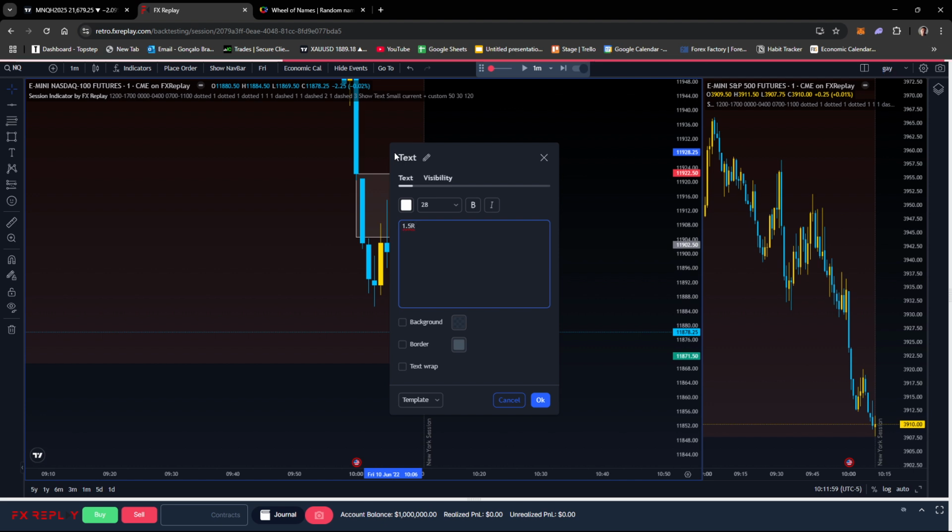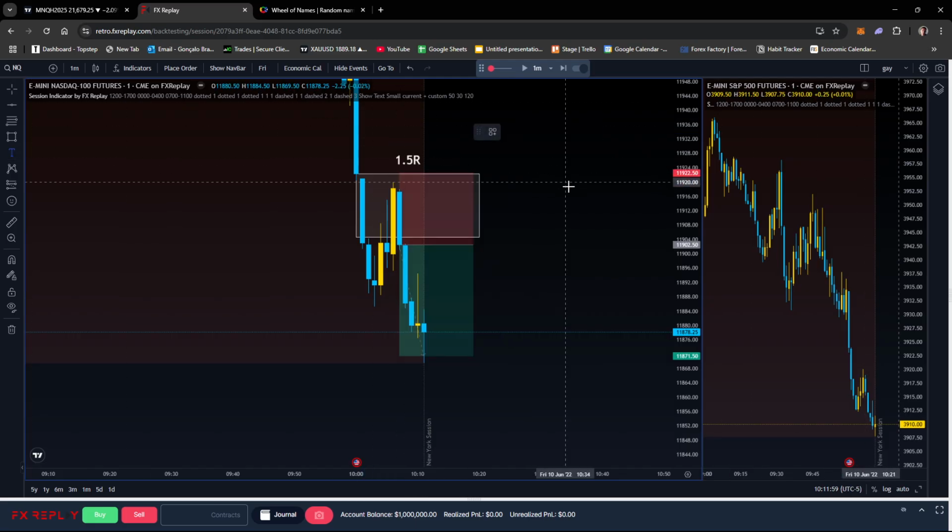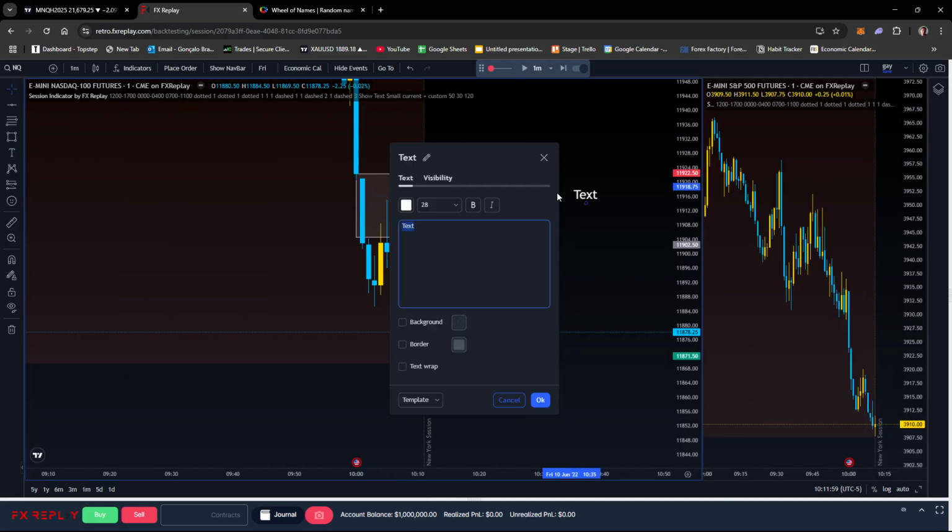What is the final result? So we made 7.15 R. So here's the final result. I've calculated it. You can fact check this. 7.15 R because we take partials. So this is what we're left with. If we didn't take partials, it'd be around 10 R. Okay, but we take partials. So this is our final net profit.